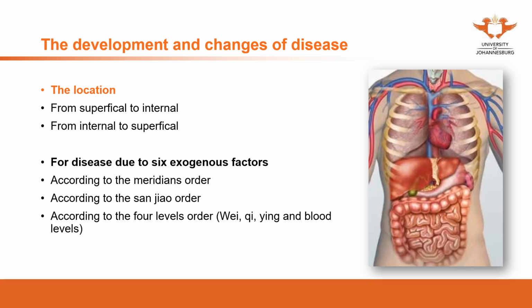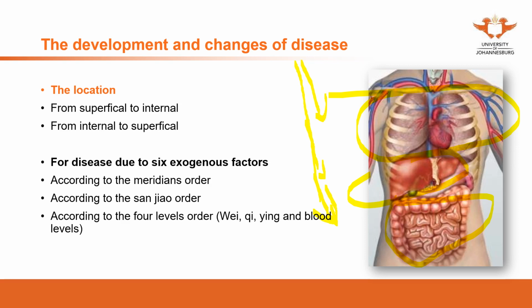The second is according to the Sanjiao disorder. Sanjiao disorder we have introduced previously. The Sanjiao refers to upper jaw, middle jaw, and lower jaw. Right. So you're going to develop from the upper, middle, and lower. If they develop into this flow, it means the disease becomes worse and worse.